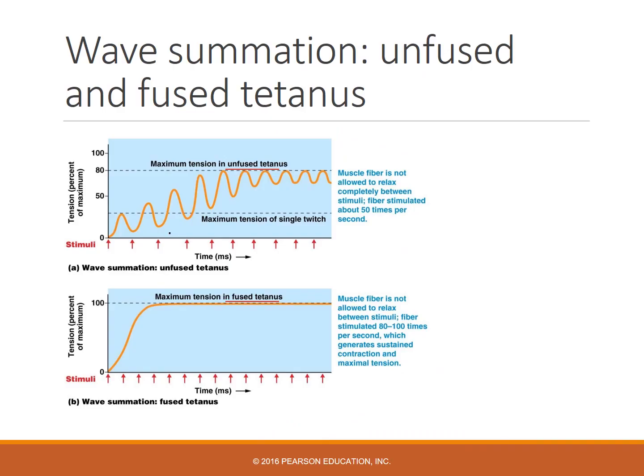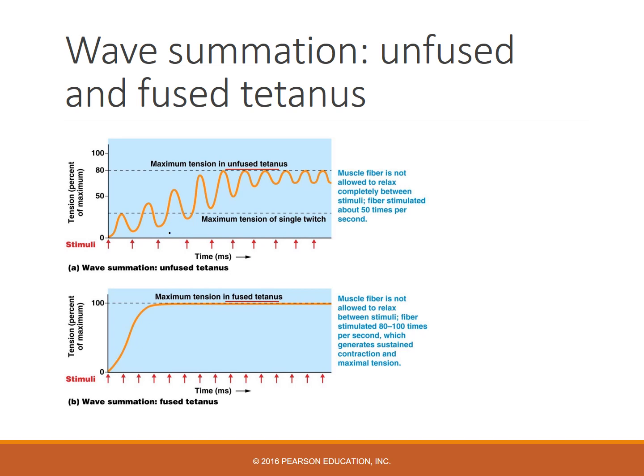So a muscle just can't contract once, right? You can't have one nerve stimulus sent, myosin attached to actin, one power stroke done, right? So you generally need to be able to generate more tension than that. And so there's kind of two ways you can generate tension. In unfused tetanus, the muscle fiber is not allowed to relax completely between stimuli. The fiber is stimulated about 50 times a second. If you want to generate maximum tension more quickly, the stimuli is sent between 80 and 100 times per second. So you get a sustained contraction with maximum tension.